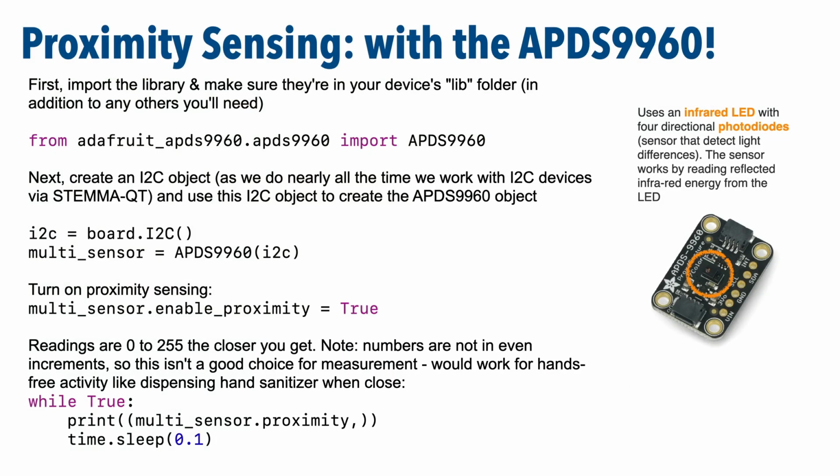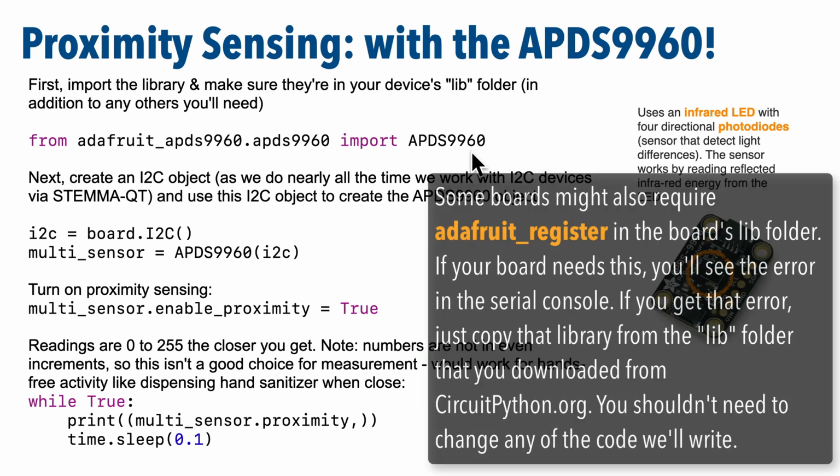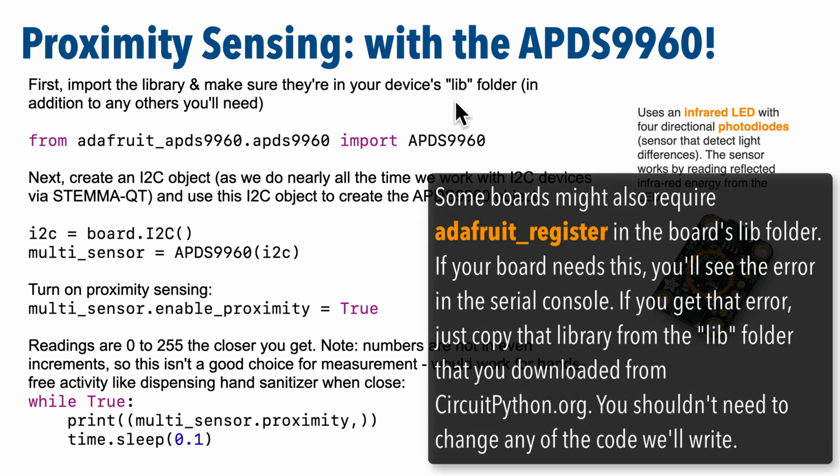So working with this device in CircuitPython is super easy. First, we import our library. I'll use this statement: from adafruit_apds9960.apds9960 import APDS9960, in all caps. And also make sure that you've got the Adafruit_APDS9960 library inside of the LIB or lib folder on your microcontroller, otherwise your code won't work.